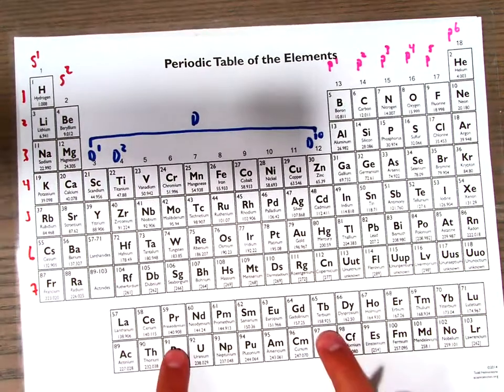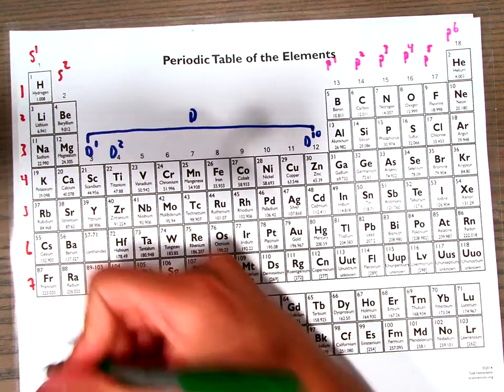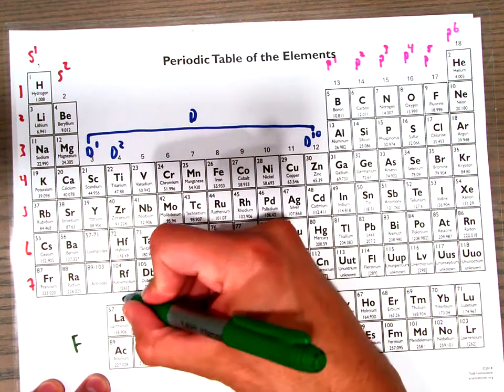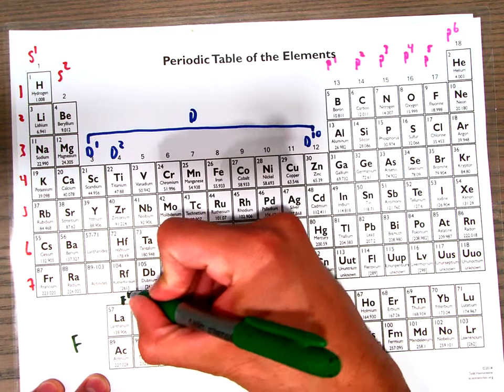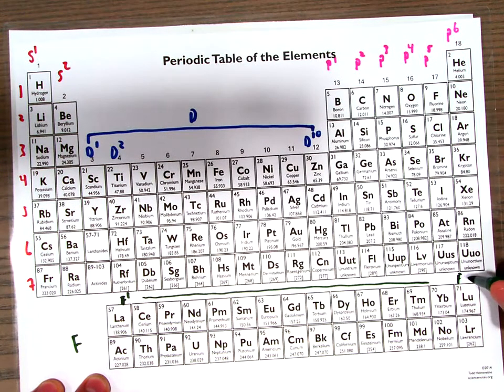We won't touch on these too much. These are our f orbitals, and remember, f holds up to 14. So this is our f orbitals, and this here would be our f1 all the way to f14.